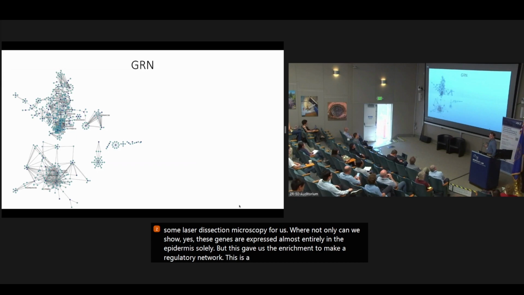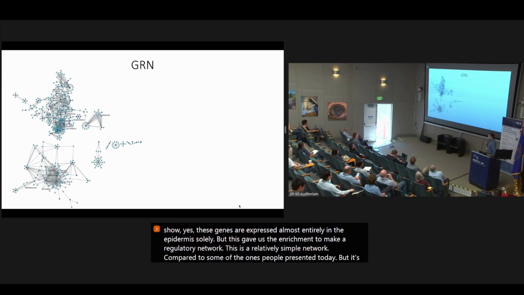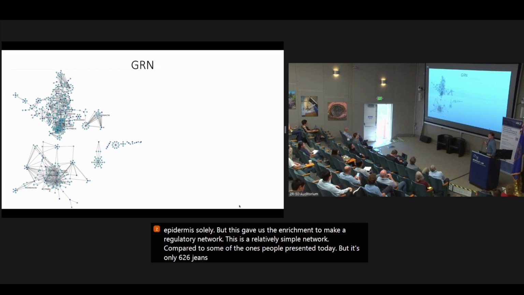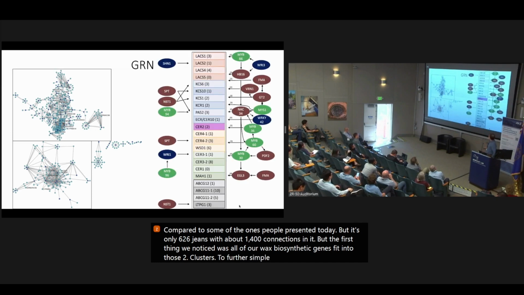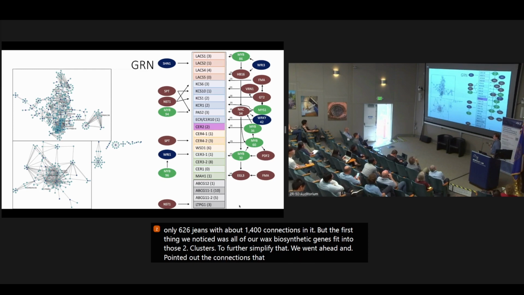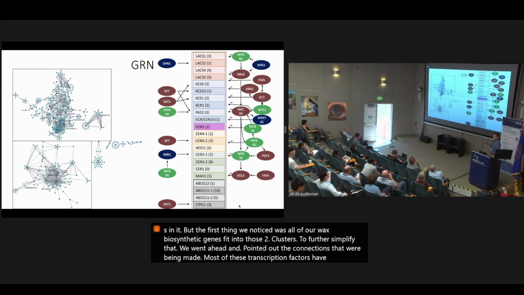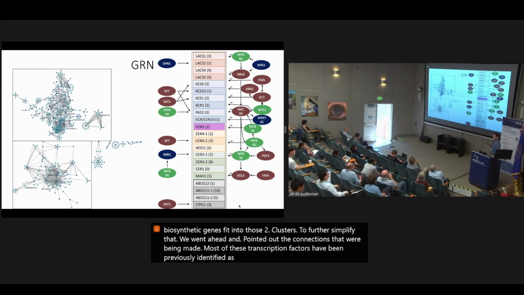This is a relatively simple network compared to some of the ones people have presented today, but it's only 626 genes with about 1,400 connections in it. But the first thing we noticed was all of our wax biosynthetic genes fit into those two clusters. To further simplify that, we went ahead and pointed out the connections that were being made. Most of these transcription factors have been previously identified as part of the epicuticular wax biosynthetic pathway in Arabidopsis.